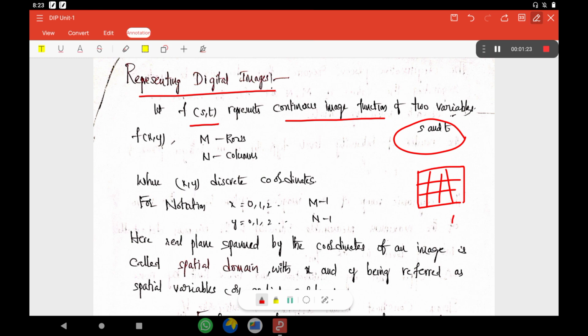Here m is the number of rows and n is the number of columns. Here x comma y represents discrete coordinates, where x goes up to m minus 1 and y goes up to n minus 1. The real plane spanned by the coordinates of the image is called the spatial plane. That means the coordinates x comma y are called spatial coordinates, and that plane is also called a real plane.